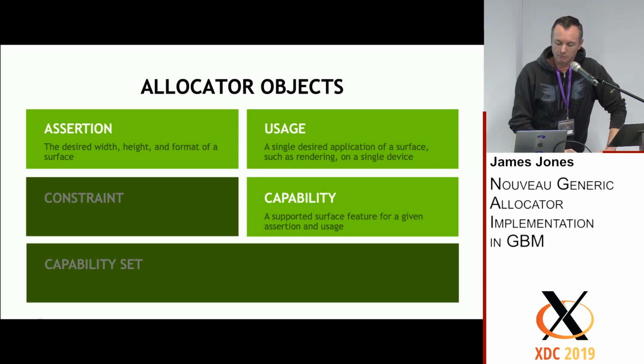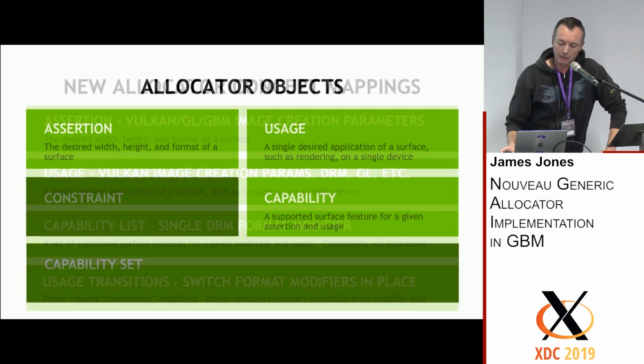So with that in mind, here's the allocator objects overview slide again, but with some of the things that aren't included in this prototype grayed out. So we still have assertions. We still have very specific usage definitions based on other APIs, and we still have capabilities. And so what do those map to in the new prototype?